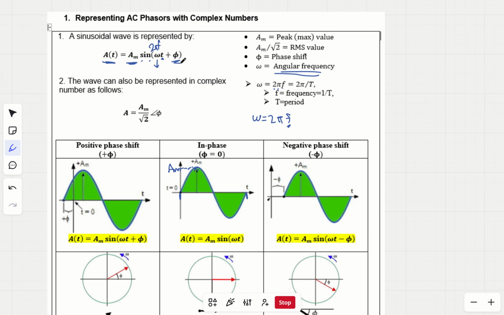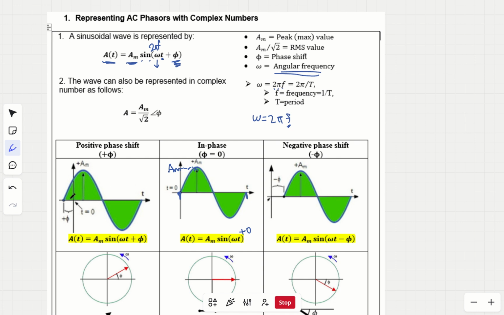Then we have this. This is called the phase angle. Phase angle shows how much the wave is shifted to the left or right. In this case, it starts from this point, so the phase angle is 0. This is plus 0. We don't need to write it if it is 0.